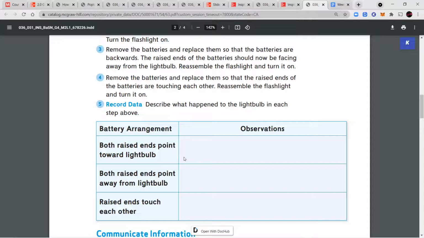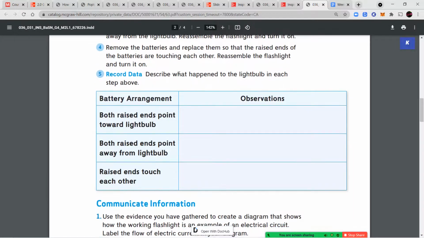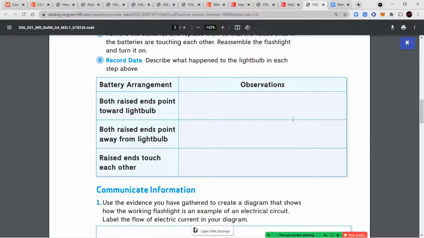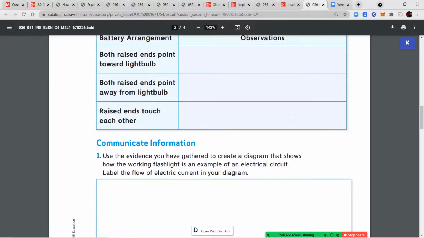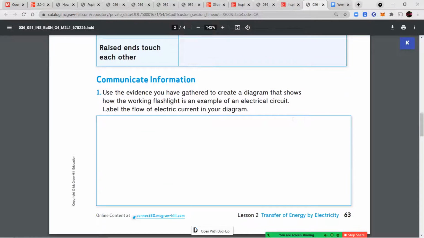And then describe what happens in each one of those different arrangements of batteries. Write your observations in the boxes. Please remember to write neatly. Then underneath, we're going to communicate the information that we found.